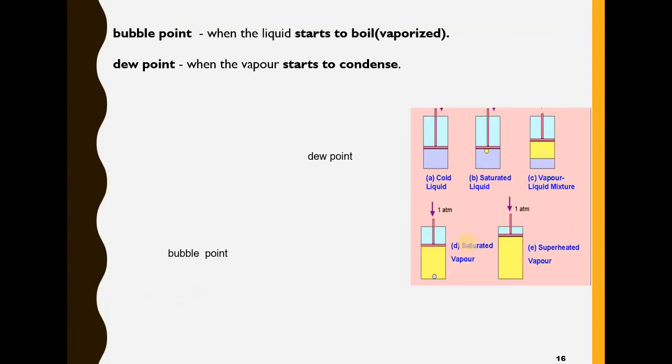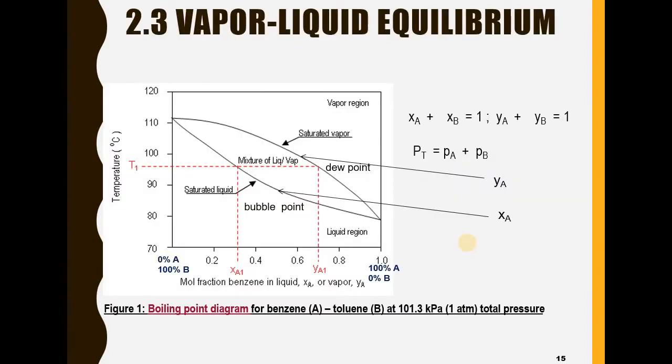Okay, when we plot the vapor liquid equilibrium data, we will get this type of graph. This is temperature versus the mole fraction. The mole fraction can be YA or XA here. When you plot, you will get two types of curve. It will become like this.